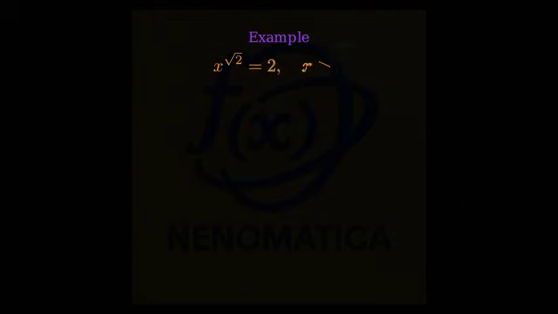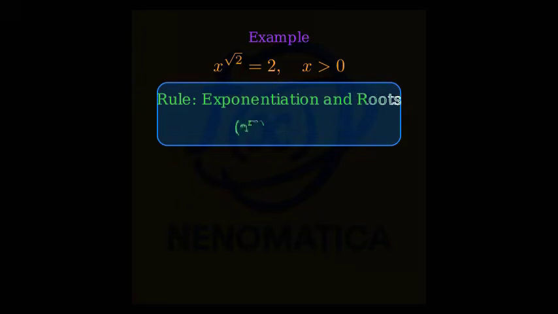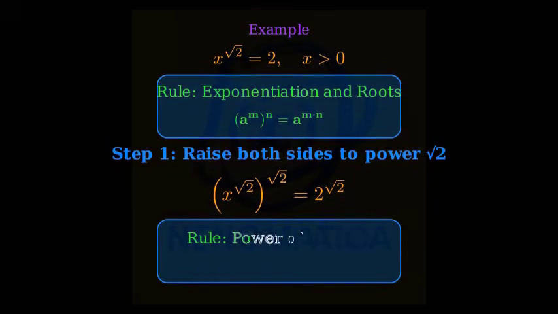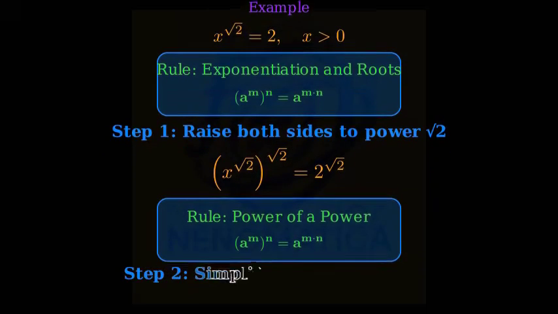Example, we will solve for x given that x is greater than 0 and x to the power square root of 2 equals 2. We will follow the exact sequence shown on screen. Step 1. Raise both sides to the power square root of 2 to eliminate the radical in the exponent. Step 2. Use the power of a power rule.